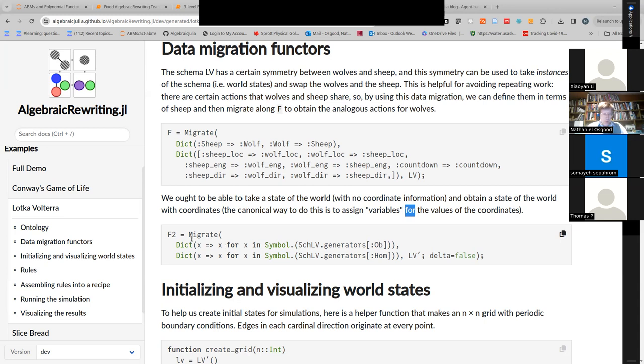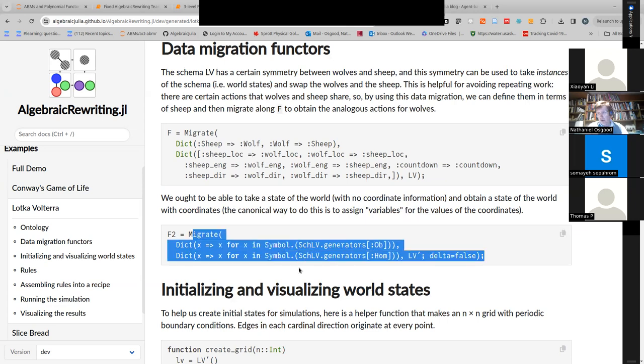And so when we're migrating something from an LV set to an LV prime set, we can simply take the things which need to be coordinates, and we can turn them into these variables that will be instantiated when we're using rewrite rules. So when we go to match that rule, we'll be able to have it instantiated with a particular value. So this is one way we use data migration functors.